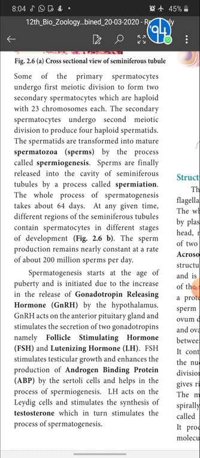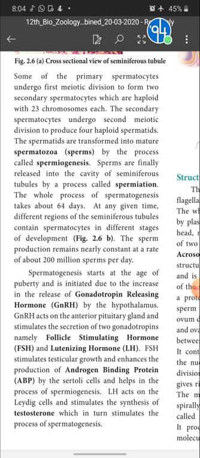Next, luteinizing hormone, LH, acts on the Leydig cells and stimulates the synthesis of testosterone, which in turn stimulates the process of spermatogenesis. There are two processes, one is spermiogenesis, another one is spermatogenesis. These are the two processes. So, you will have a question like discuss about the hormonal functions in spermatogenesis, or write the role of hormones and their function in the process of spermatogenesis, like that you will have.